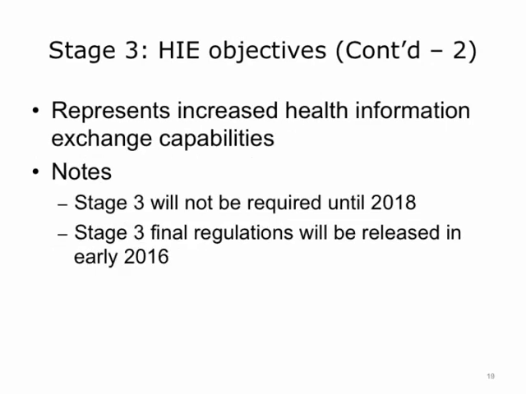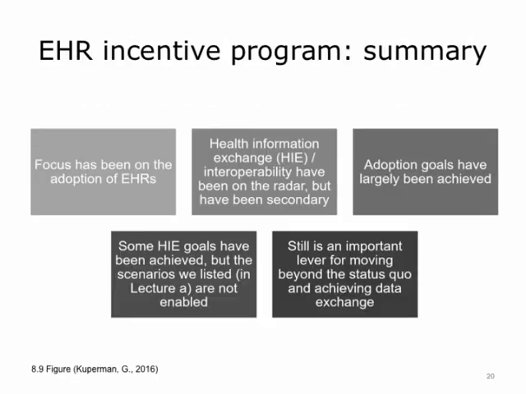Stage 3 would represent increased health information exchange capabilities. Stage 3 will not be required until 2018, and the final regulations are scheduled to be released at some point in 2016. In summary, with respect to the EHR incentive program, or meaningful use, the focus has been on the adoption of EHRs. Health information exchange and interoperability have been on the radar, but these are secondary.